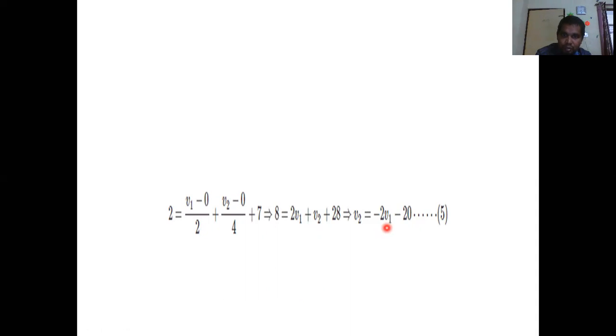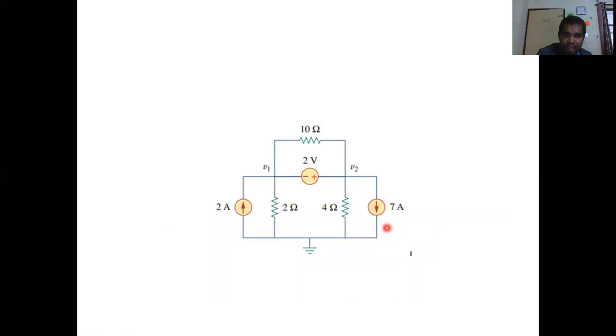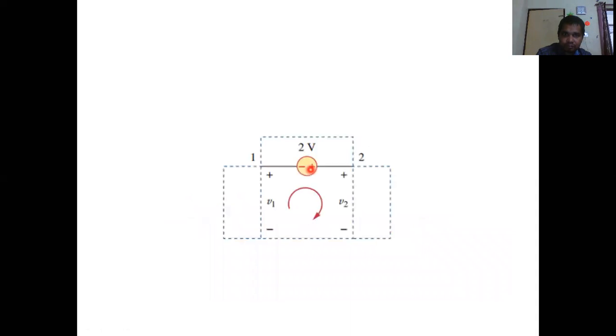So one equation, two unknowns. Now what we have to do further? We have applied the node equation for this super node. So one more equation we have to write for this branch which is not considered yet. So what do you consider for that? You consider all other branches except this branch.